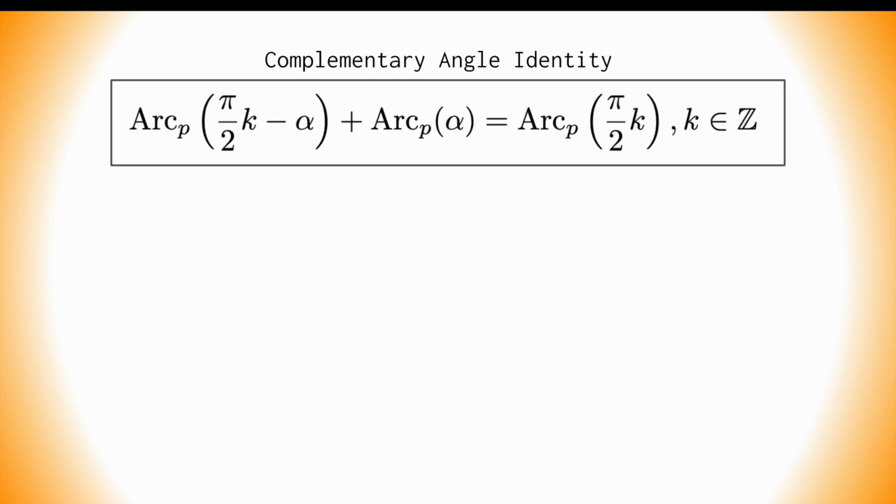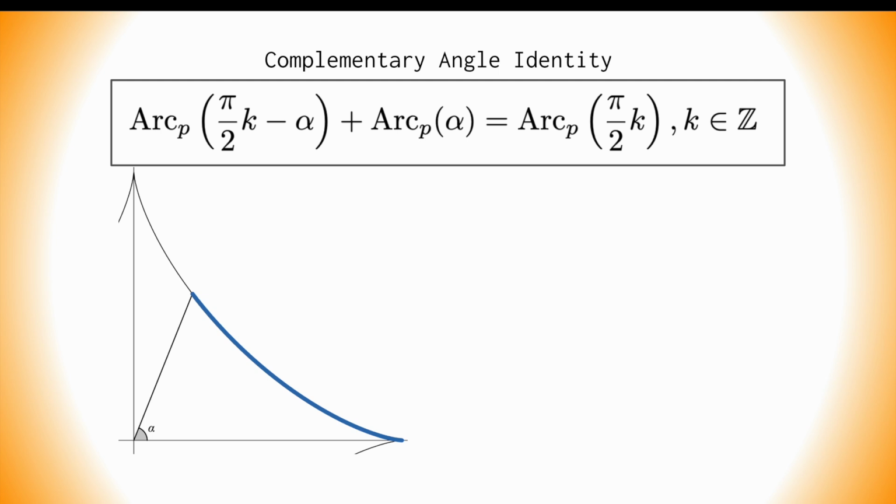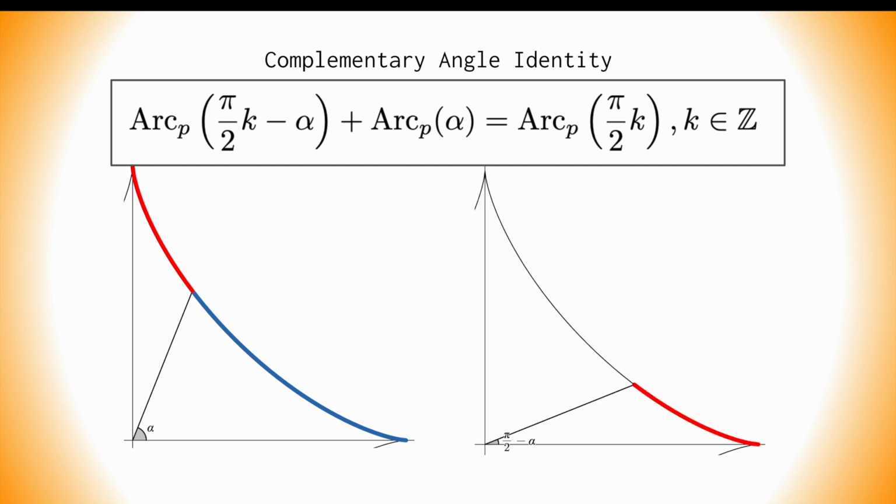Next is the complementary angle identity, which says that the arc of any integer multiple of pi over 2 minus an angle alpha, when added to the arc of alpha, is the same as the arc of that integer multiple of pi over 2. This is also something that can be shown using a Squircle symmetry. Let's just take the first quadrant, visualizing the arc of an angle alpha. The arc length that would complete the first quadrant is the same as the length starting at 0 and going to the complement of alpha. It follows that the sum of these individual arc lengths would be arc of pi over 2. Demonstrating the cases for any multiple of pi over 2 follows a similar idea to this.